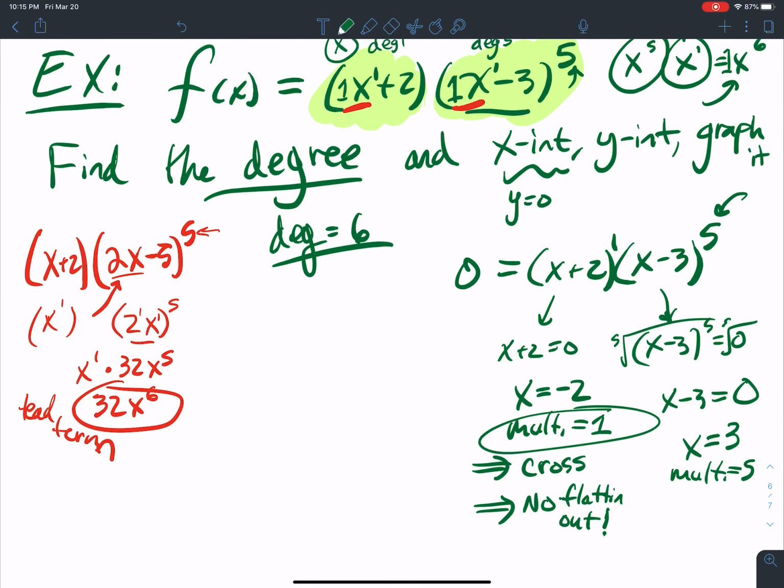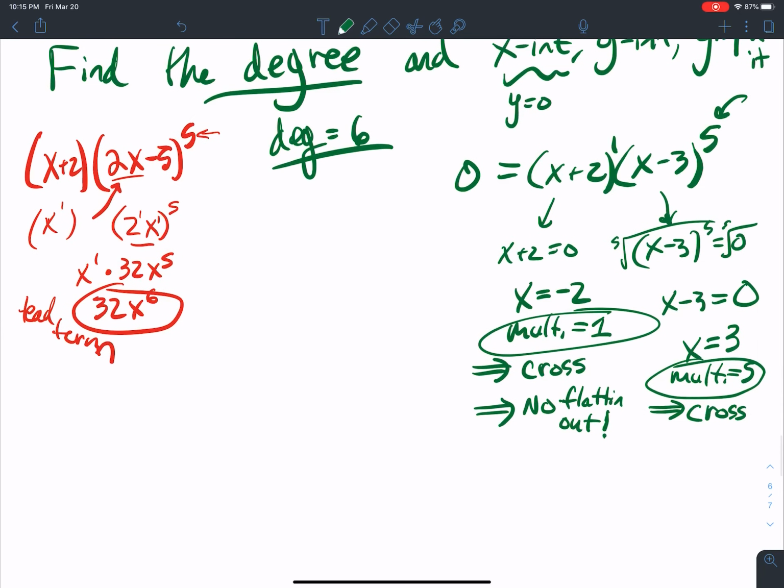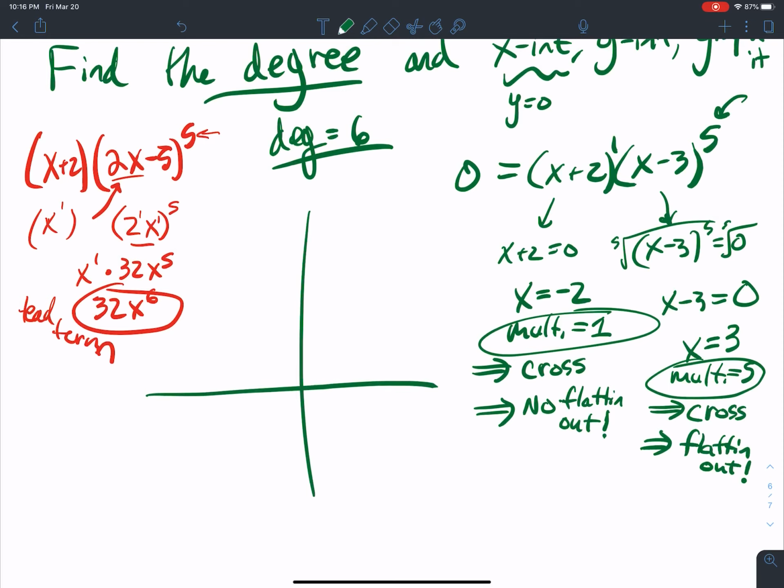5 copies. So if there's 5 copies, then that's odd multiplicity. I cross. Now the multiplicity is greater than 1, so that tells me I do flatten out, and I flatten out significantly. The higher the multiplicity, the more you're flattening out. Okay? So when I try to graph this, what's it going to look like?